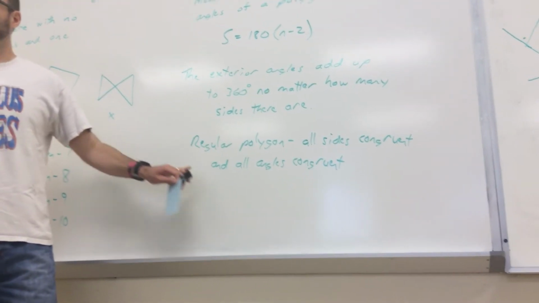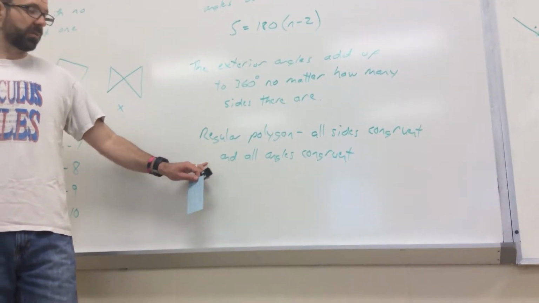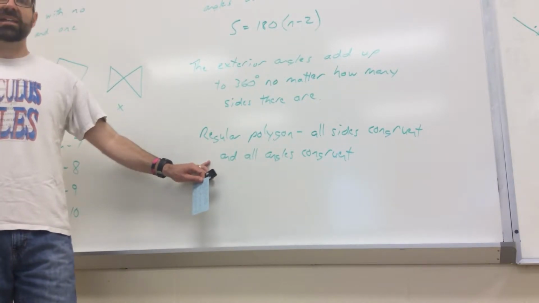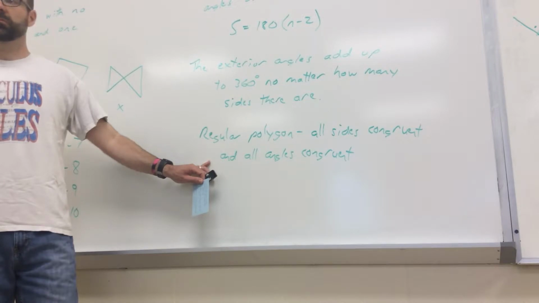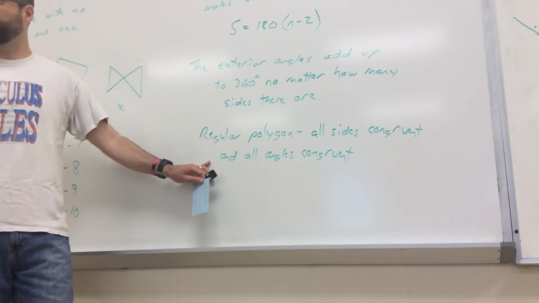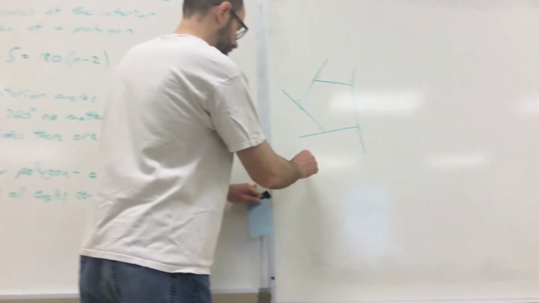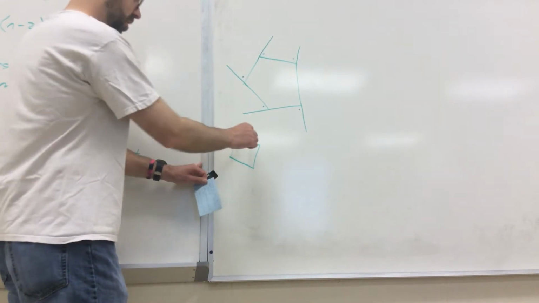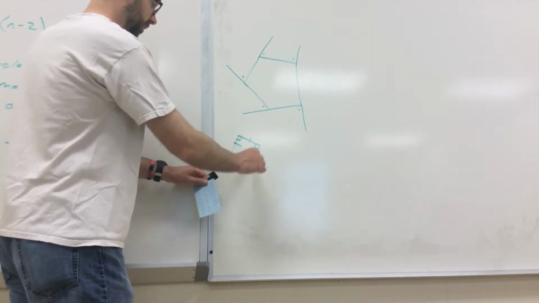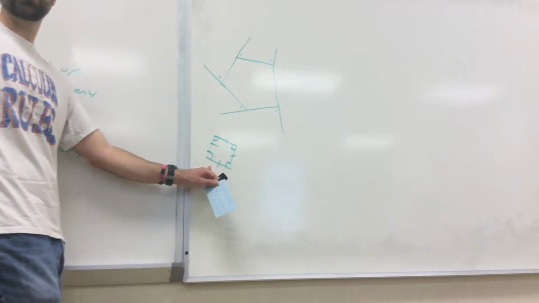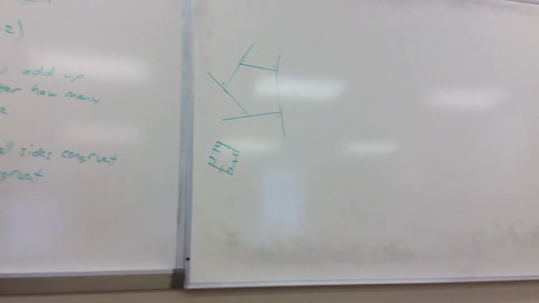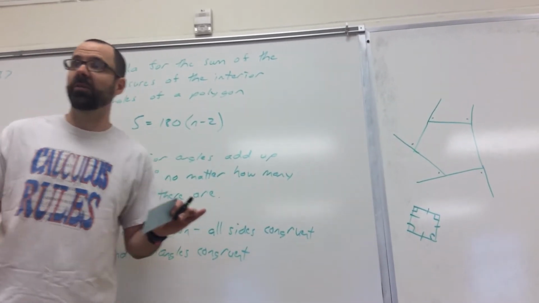So let's say it was a quadrilateral. What would a regular quadrilateral be? Yeah, Taylor? A square, right? Because if it's a four-sided figure, then if all sides are congruent and all angles are congruent, then it's called a square. So a regular quadrilateral is called a square.